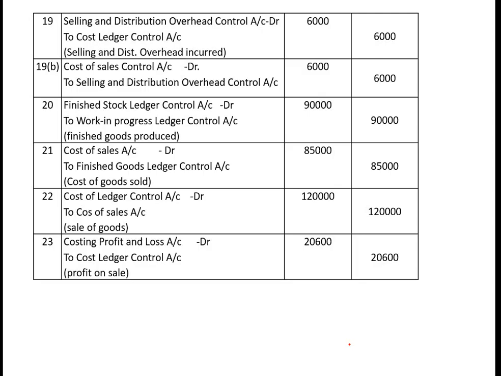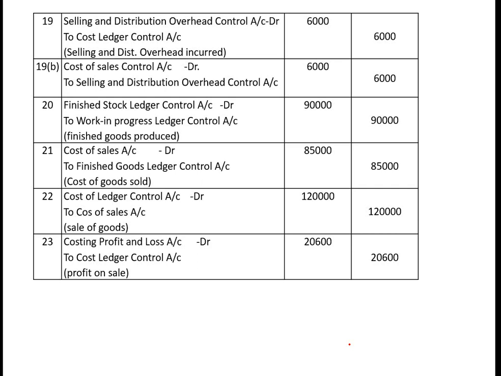And now we have to see the difference, though in this question the difference is already given, I mean the difference of either profit or loss of 20,600. So no need to calculate it separately. Otherwise, if it is not given, then we have to make a total of sales and deduct all expenses out of that, so that we can calculate either profit or loss. So in this case, costing profit and loss account debit to cost ledger control account. This is profit on sale. This is the way that we have passed all journal entries of the non-integrated accounting system of this question.